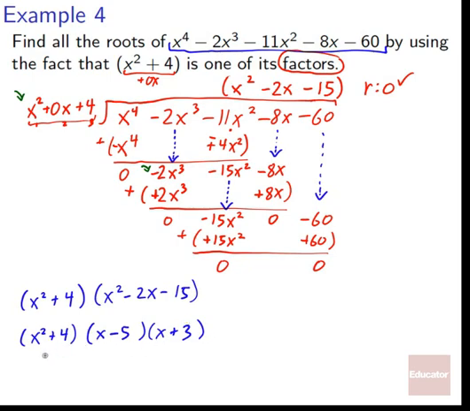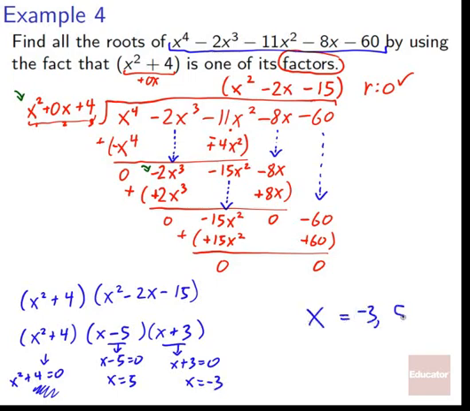So at this point, we set everything to 0. X squared plus 4, that will provide no answers. So x squared plus 4 equals 0, nothing there, there's no answers there. X minus 5 equals 0. That gets us x equals 5. X plus 3 equals 0. This gives us all the roots, x equals negative 3. So our answers, all of the roots for this are x equals negative 3 and 5.